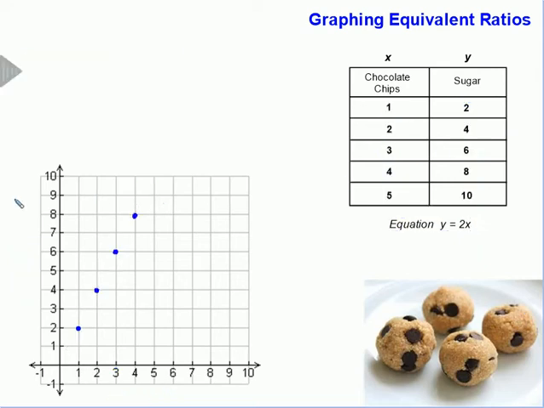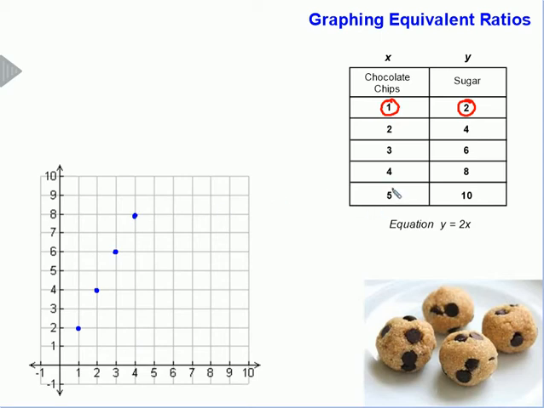Let's take a look at a graph of a ratio or a set of ratios one more time. In this case, we're looking at a recipe, and for every 1 cup of chocolate chips, we're going to have 2 cups of sugar. So we look at our graph. 1 cup of chocolate chips is 2 cups of sugar. 2 cups of chocolate chips is 4 cups of sugar. 3 cups means we'll use 6 cups of sugar. 4 cups means we'll use 8 cups of sugar.